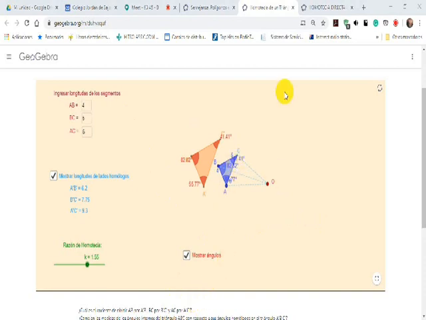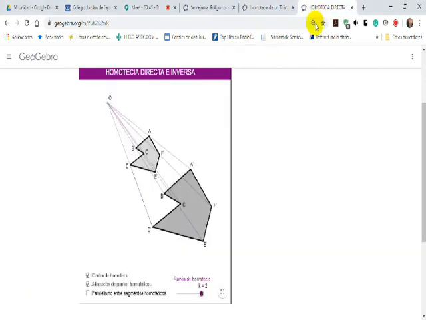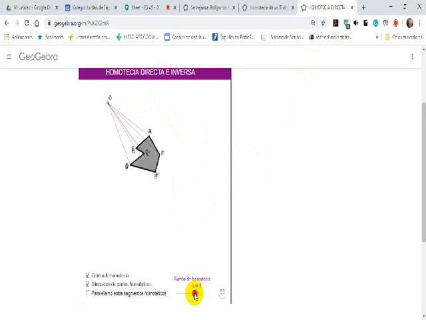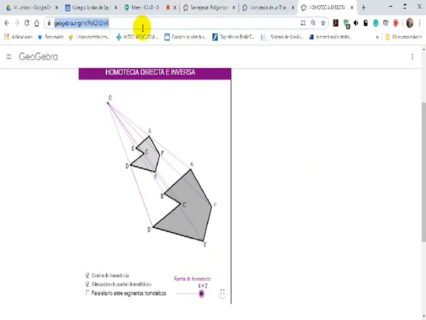Okay, so now I'm going to show you another figure. This is a direct homothecy. In this case, k equals 2, so is the double of the original. If I move this, it's small now. K equals 0 is in the point. Okay, it's similar to the other examples. I'm going to send you this link.